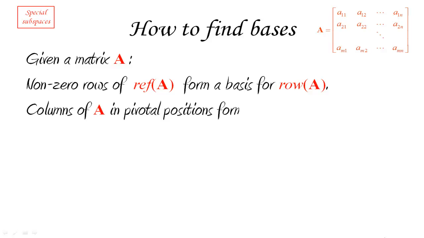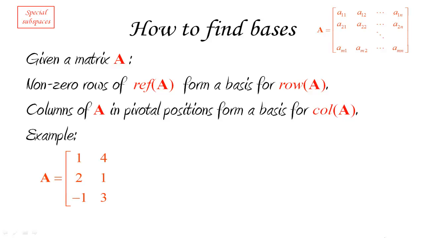On the other hand, the columns of A in pivotal positions, remember, those are the ones which are going to be independent. The ones that don't have pivots, that means that they're going to be dependent on the others. They will form a basis for the column space of A. Probably it's a lot better if I give an example. Okay, so here's the example.